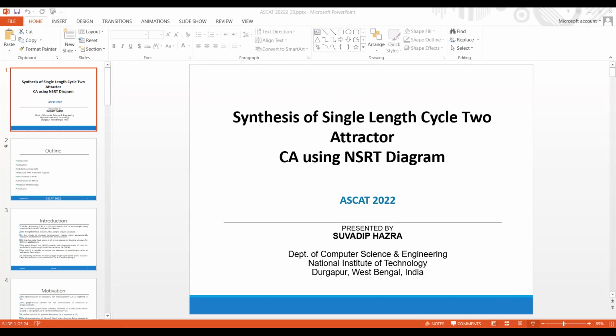At first, I will introduce my work. Then I will discuss the motivation behind this task. Then I will discuss some terminologies of cellular automata. Next, I will discuss one tool, a graph-based tool, the next state RMT transition diagram, which we have used in our work. In the NSRT diagram, we will first discuss how we can identify the NSR, and from that how we can construct the NSRTD. Then I will discuss our proposed methodology, and at last I will conclude my presentation.